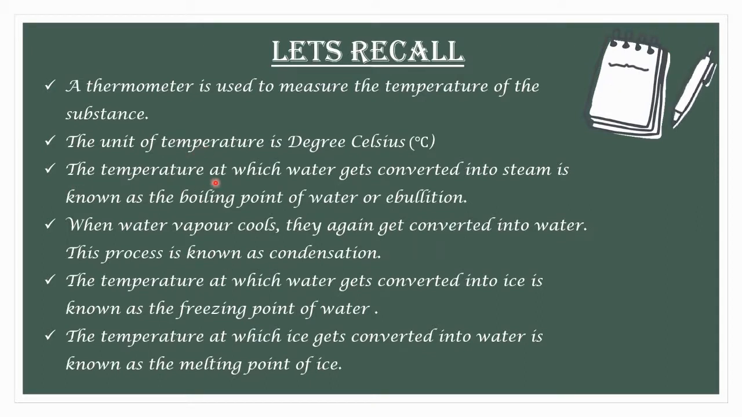The temperature at which water gets converted into steam is known as the boiling point of water or ebullition. Then when water vapor cools, it again gets converted into water, and this process is known as condensation. Then we studied about the freezing point of water, that is the temperature at which water gets converted into ice. Then what was the melting point of ice? The temperature at which ice gets converted into water is known as the melting point of ice.